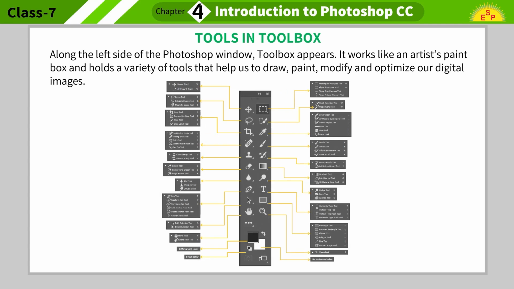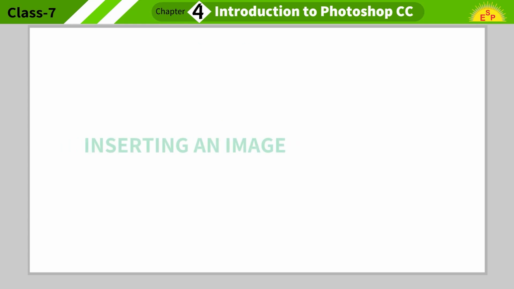Tools in Toolbox. Along the left side of the Photoshop window, the Toolbox appears. It works like an artist's paint box and holds a variety of tools that help us to draw, paint, modify and optimize our digital images.